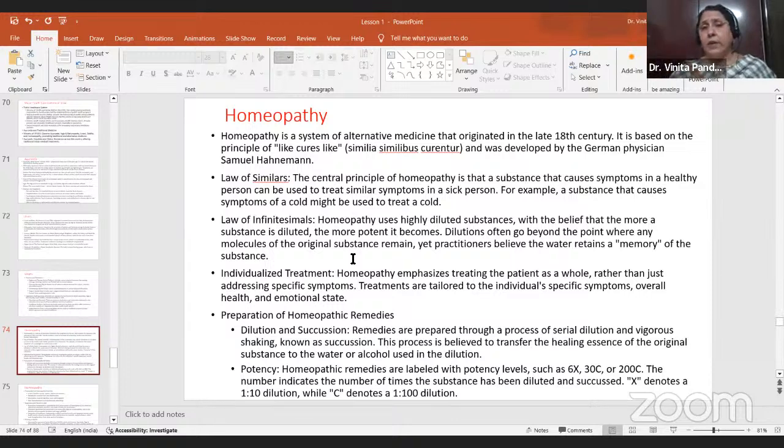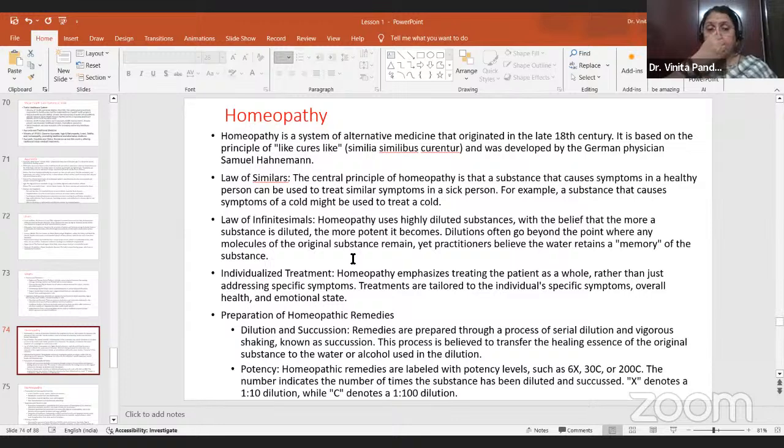Now, of course, I'm not going to enter into the scientific and research dimension, because here we are not going to take up any discussion at that level. Now, the law of similars: a substance that causes symptoms in a healthy person can be used to treat similar symptoms in a sick person. For example, a substance that causes symptoms of a cold might be used to treat a cold.